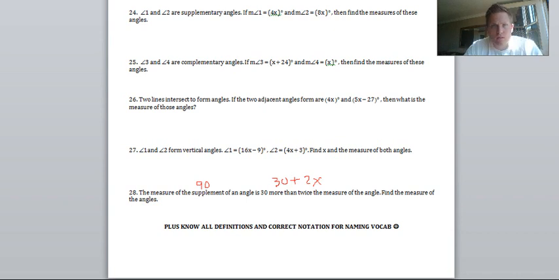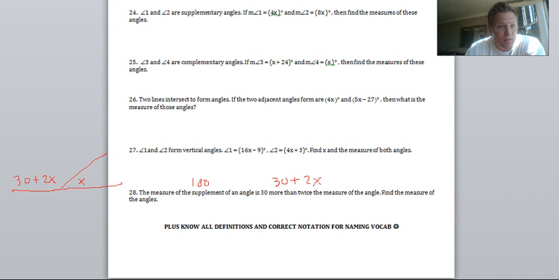Alright, so let's draw a picture. Pictures help us out, right? So we know that we're talking about supplementary. Oh, supplementary is not 90, that would be complementary. Supplementary is 180. So let's draw a picture. We know that we're going to get a straight line, the supplement that we have right here. And we know that we have two angles. One of the angles is x. The other one, it tells me, is 30 more than twice the angle that we have right here.